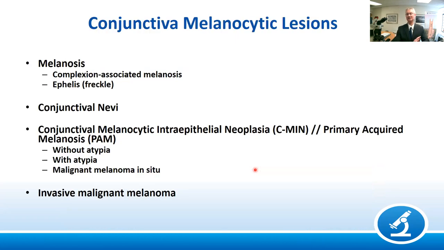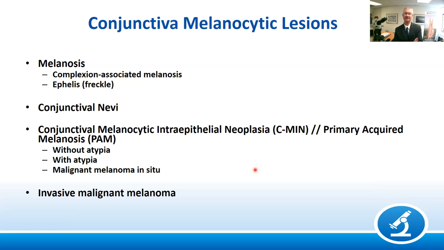Okay, let's talk a little bit about the melanocytic lesions. These are just like any dermatopathologic melanocytic lesion, these are challenging. They are not dermpath identical because remember the conjunctiva is not skin, it's a mucous membrane. We break them down into these four types. Melanosis, also known as complexion-associated melanosis. If you are a deeper skin colored individual, you will have a normal amount of melanosis in your conjunctiva. Freckles may occur in your conjunctiva, simple ephelides, okay?